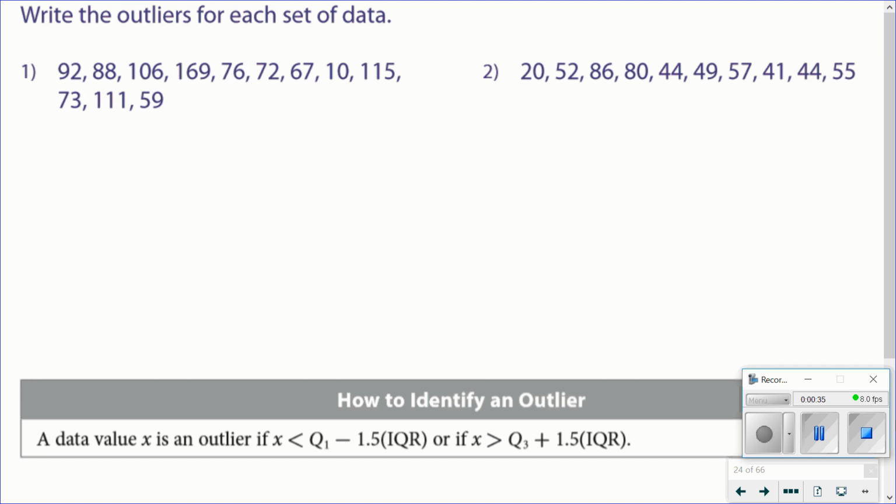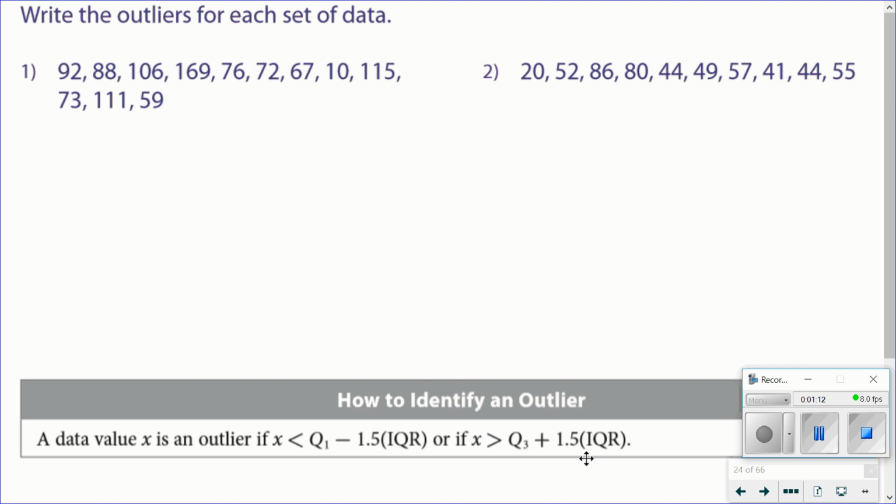Well, there's a formula. And it's at the bottom here. It says how to identify an outlier. And it's saying you're going to have your Q1 minus 1.5 times your IQR if it's on the low side of your data set. And you're going to have Q3 plus 1.5 times IQR if it's on the high side of your data set. So anything that's lower than what we come up with for the first one is an outlier, and anything that's higher is also an outlier.